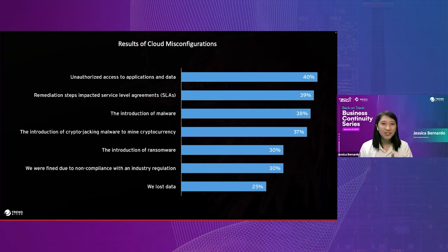So there is an introduction of cryptojacking malware to mine cryptocurrency. There are a lot of things that may happen if you don't configure your cloud environment properly. And most of these things can actually be fixed automatically, if you have the right tools.